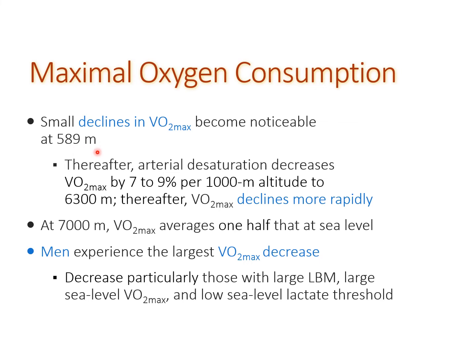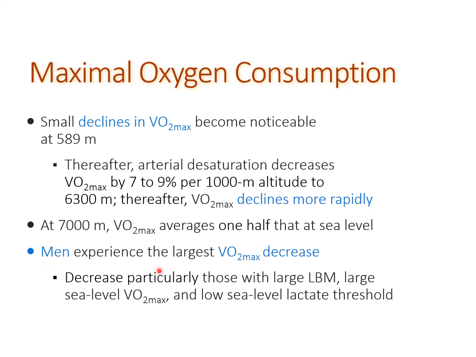After we see this small decline, the VO2 max will decrease by 7 to 9% per 1,000 meter increase. And that will stay about true till about 6,300 meters. And then once you get to the 6,300 meter mark, you're going to see even more significant decline. So, I mean, 7 to 9% is pretty significant already. But then once we get to these higher altitudes, like at 7,000 meters, your VO2 max will be on average about half of what you were doing at sea level.